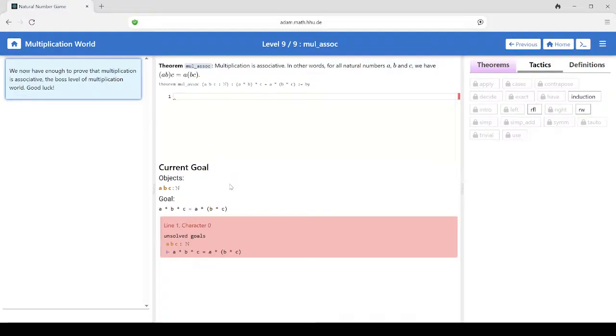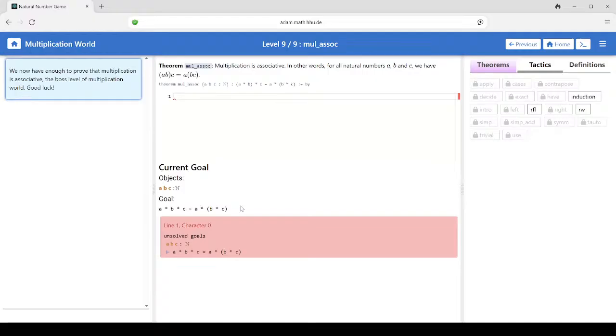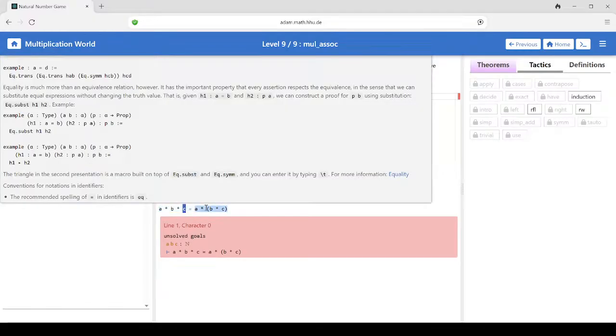in which we had to prove that A times B times C is the same. That's right, we're proving that multiplication is associative. So it doesn't matter if we do these ones first and then multiply it by this one, or if we multiply these ones first and then multiply it by this one.